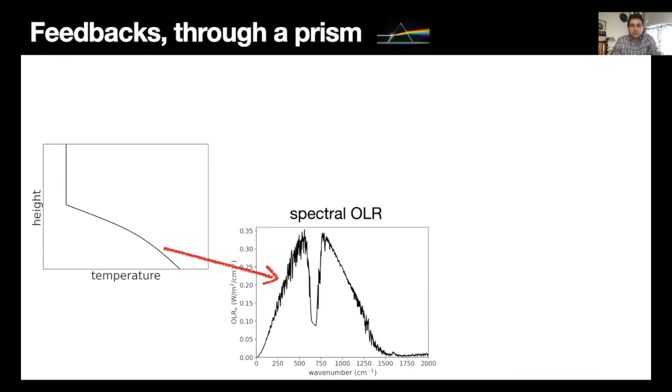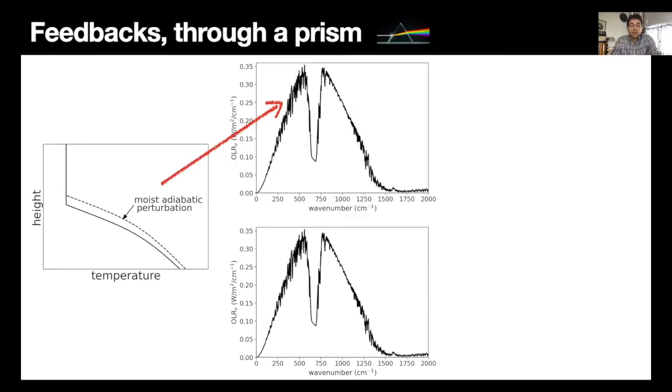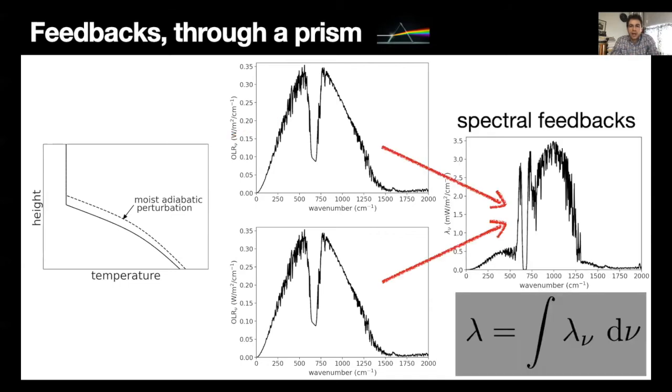Now, to understand the minimum in the feedback parameter, we're going to look at feedbacks through a prism. In other words, we're going to use that spectral information that we get from using line-by-line radiation. So here's what we do. We take a base state and we calculate the spectral OLR. And then we add a moist adiabatic temperature perturbation, so 1 Kelvin of surface warming and the associated moist adiabatic tropospheric warming at fixed relative humidity. And then we recalculate the spectral OLR, and then we just take a difference between those two spectral curves. And that's the spectral feedback decomposition.